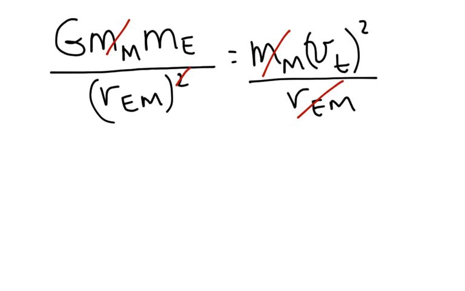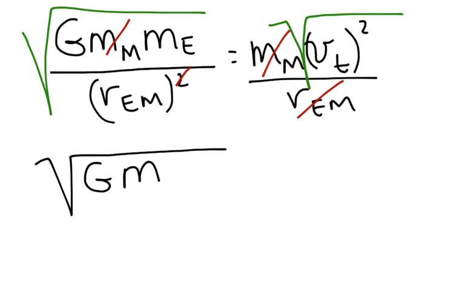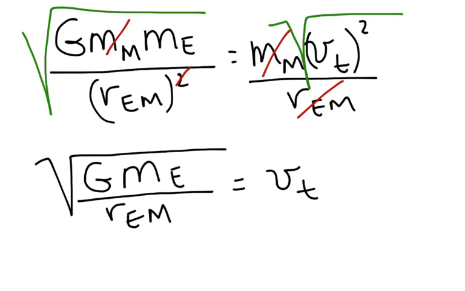Now, let's say I asked a question. I said, what is the tangential velocity of the moon? Well, all we would need to do here is take the square root of both sides, and I get the square root of the universal gravitational constant multiplied by the mass of the Earth divided by the radius of the Earth-Moon distance is equal to the tangential velocity of the moon. Please note that the mass of the moon is not important when we are determining the tangential velocity of the moon.